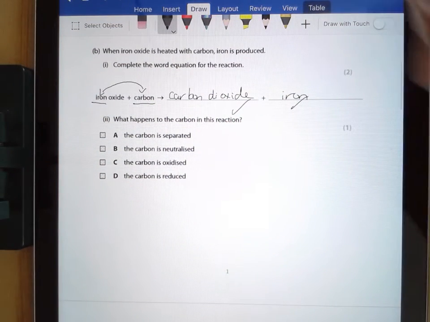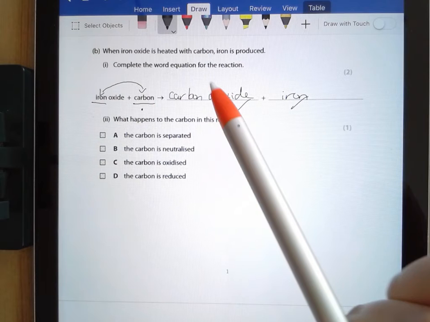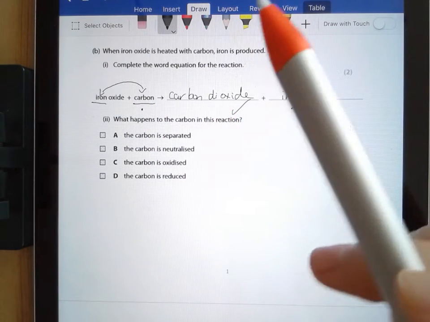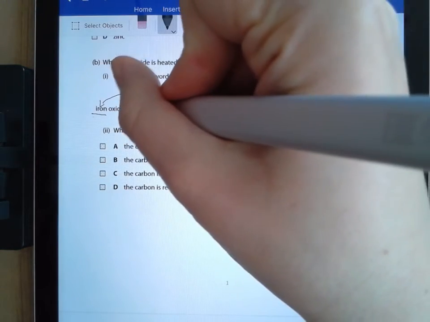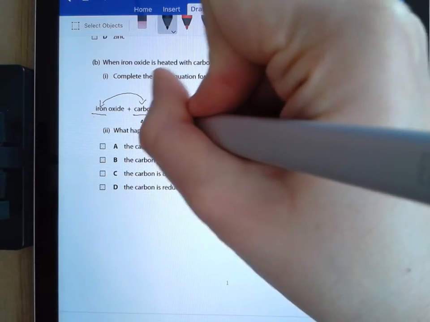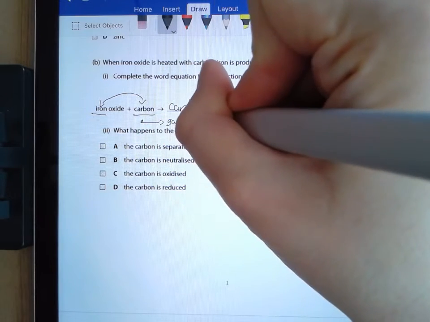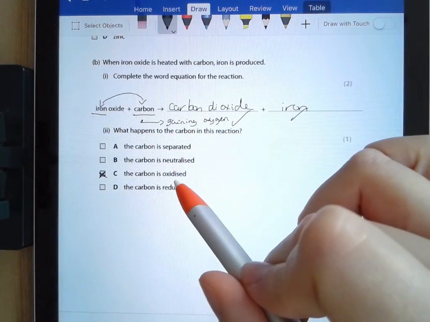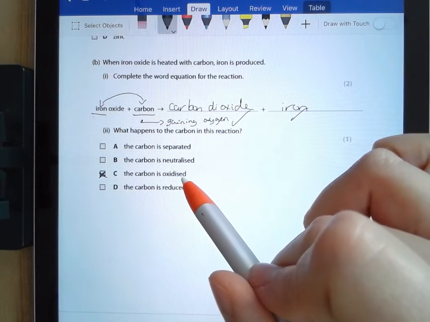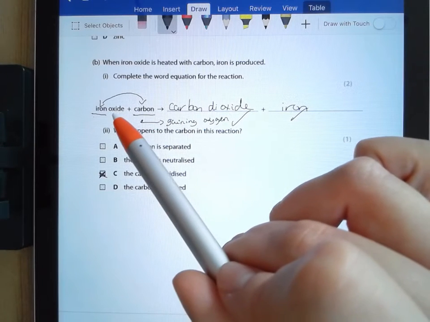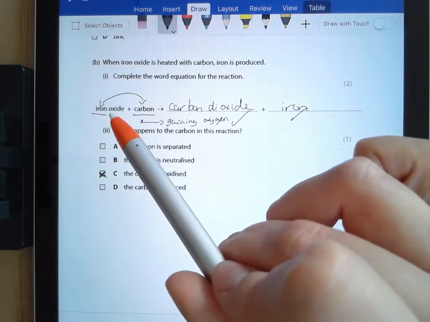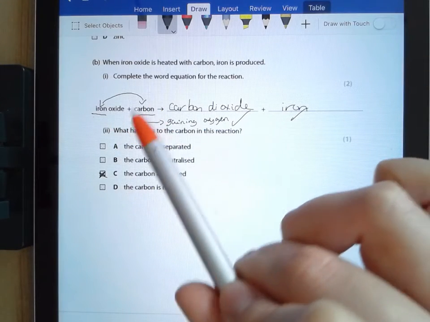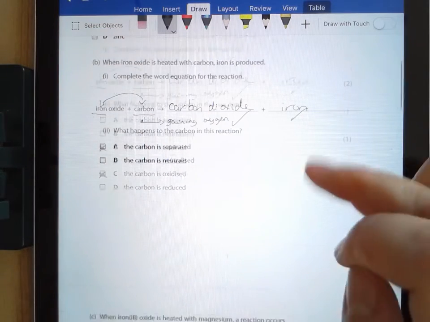What happens to the carbon in this reaction? So if you look at the carbon going from left to right, carbon on the left has no oxygen, carbon on the right has oxygen. So carbon is gaining oxygen. So I'm just going to write that it's gaining oxygen. And the word to describe gaining oxygen is oxidized. The opposite to gaining oxygen is removing oxygen. So in the equation, iron oxide is losing oxygen going from the left to the right. So I would say iron oxide is reduced, and I would say carbon is gaining oxygen, so carbon is oxidized.